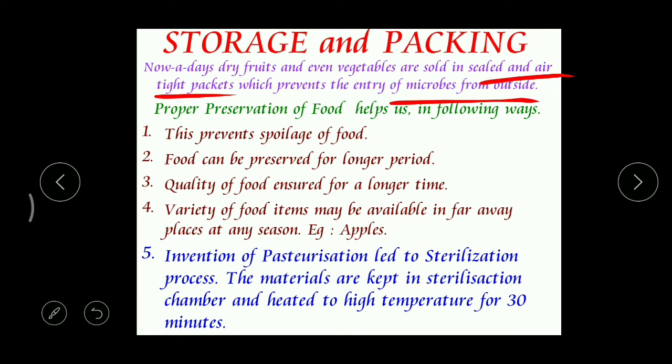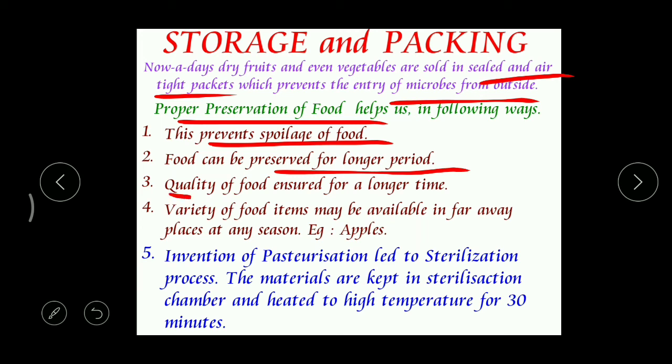Got it? Okay, and because of this proper preservation of food, what are the advantages we have? Because of this we can prevent spoilage of food. Food cannot be spoiled when food is properly preserved. And what is the next one? Food can be preserved for a longer period. Have you seen packed food items like biscuits or chocolates or Kurkure? There you can find a manufacture date and also an expiry date. They have very long time periods like 3 months, 6 months and 1 year. How can they be stored for such a long time? Because of this proper preservation, right?